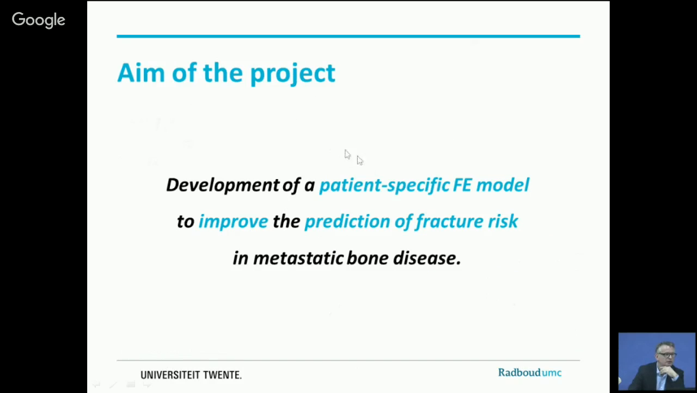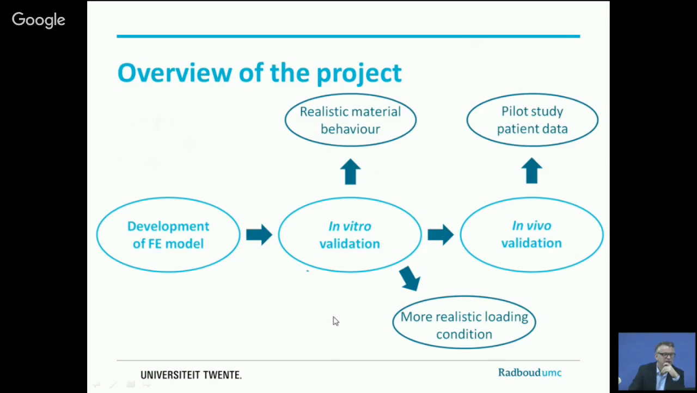So the aim of this whole project is to develop a patient-specific finite element model to improve the prediction of fracture risk in metastatic bone disease. So we're going to make a model to predict how strong the bone is. And we did that through different aspects. So we develop a finite element model, that's that calculation model.